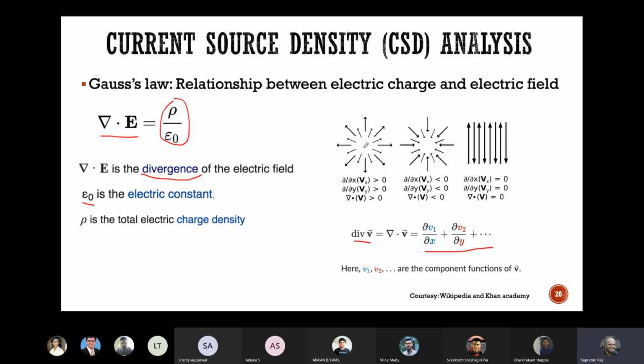So if you have a charge sitting somewhere at the center, your electric field lines are just spreading out like this. Then the divergence of this quantity, because they are all going away from this point, will be a positive value here. If there's a negative charge here, the electric field lines will all be going inside, so the rate of change is always negative. So this is going to be a negative number here. And if the electric field lines are just passing through like this, the divergence is 0.